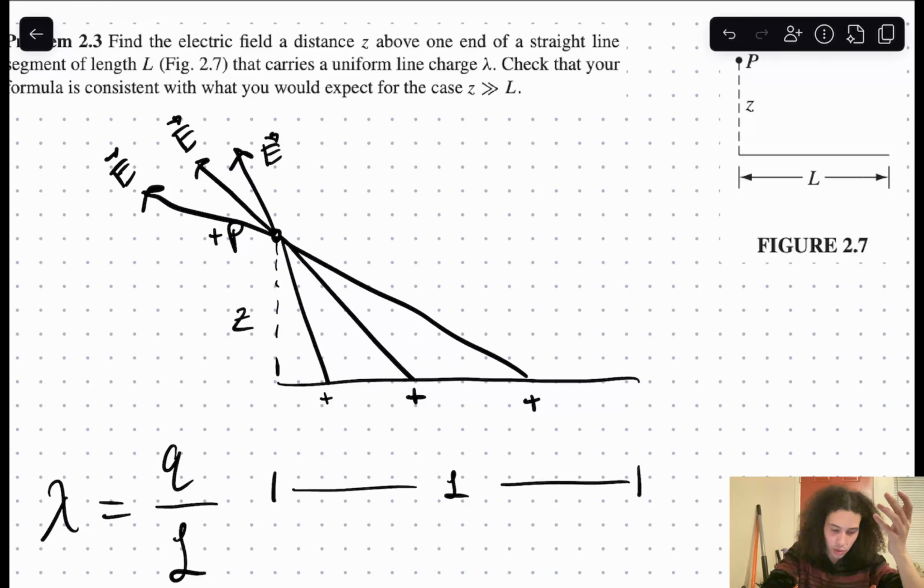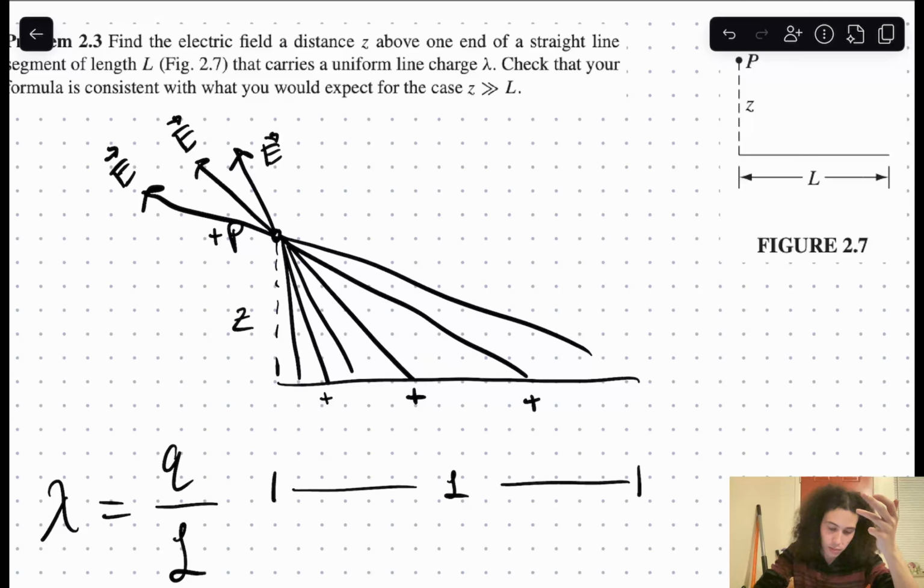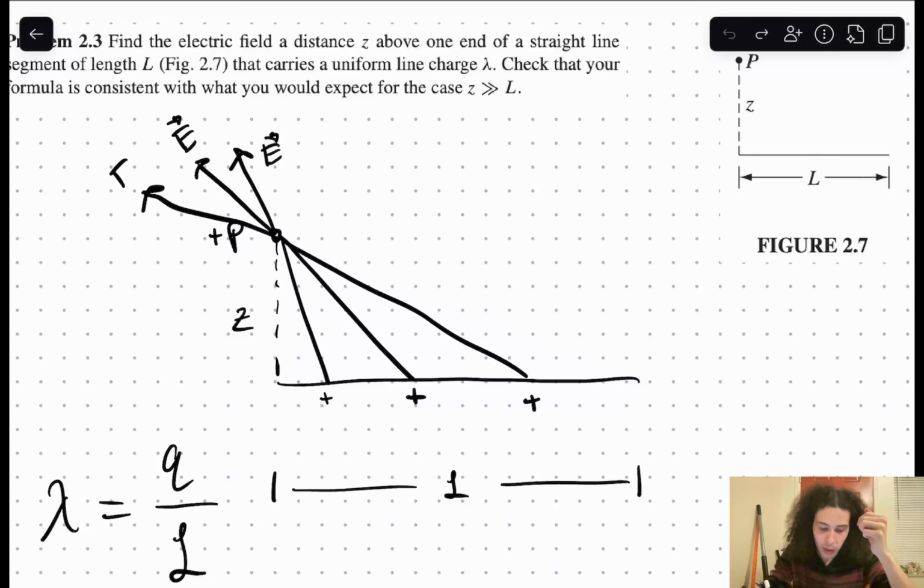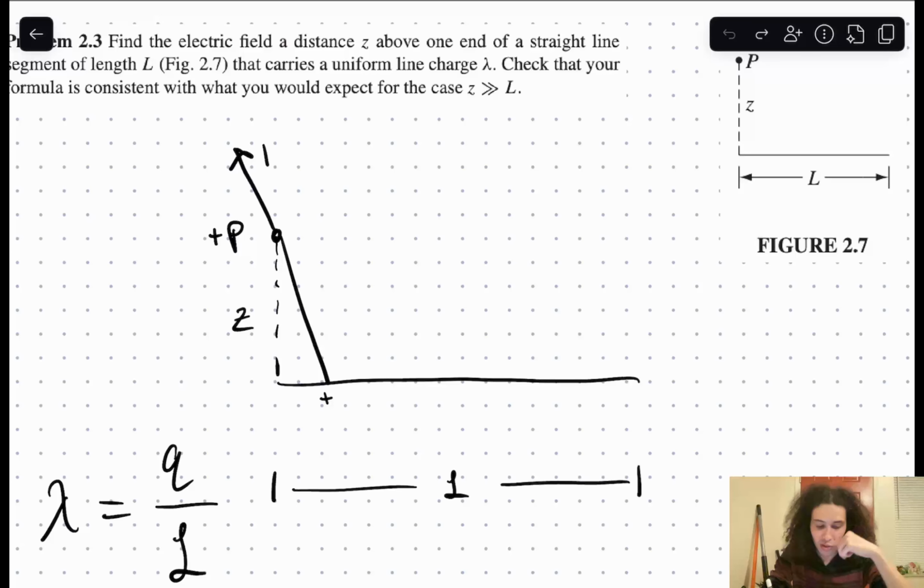I think this is a good way to show off a little bit of calculus, because we can do this forever, right? How many times do we have to do this to really get the full rod? Well, we do it an infinite amount of times. So we can employ some calculus to figure out the sum of all those electric fields.